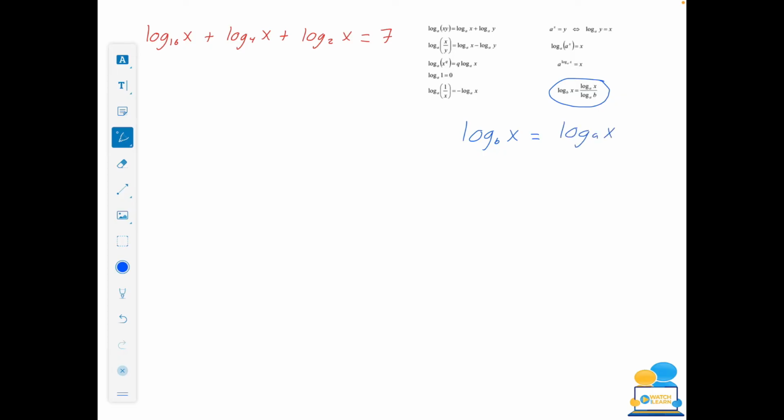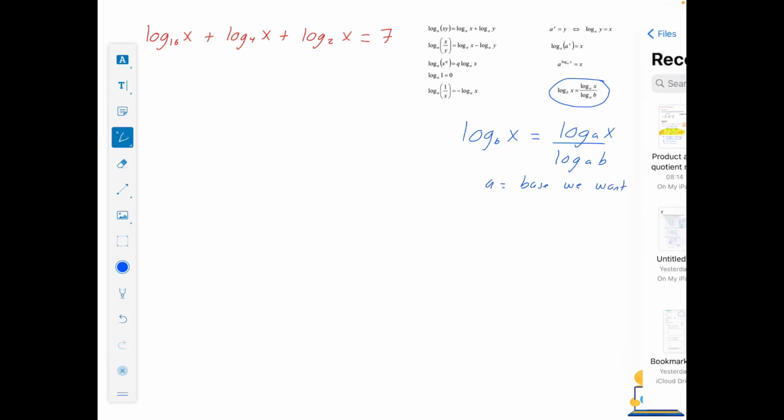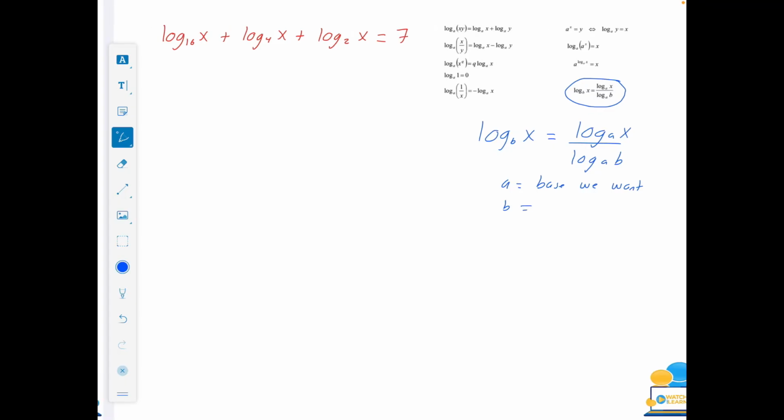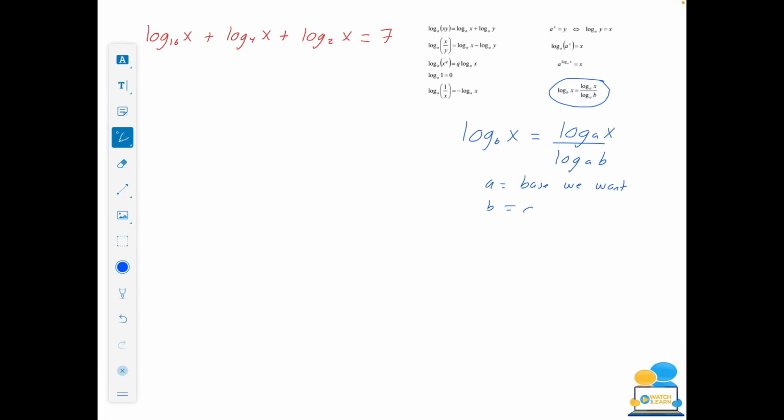So it's log to base b of x is equal to log to base a of x over log to base a of b. a is the base we want, and b is the old base. Now we're going to change everything. We usually change everything to the smallest base. So we're going to change everything to log to base 2.